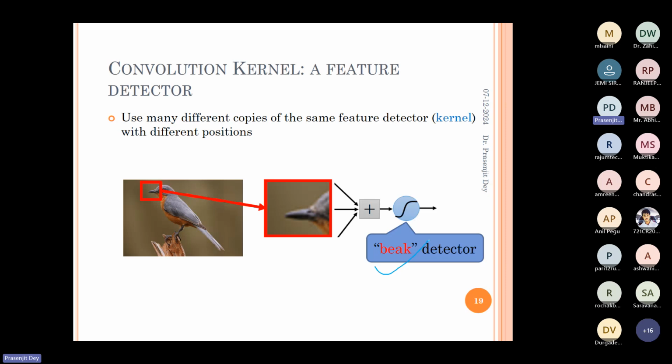As we go deeper, the deeper convolution layers may contain more complex feature detectors like beak detector, claws detector, feather detector, like that. And in the higher layers, we may try to find out the head of a bird, body of a bird, tail of a bird, legs of a bird. So this kind of higher version of the feature we will try to detect as we go deeper.